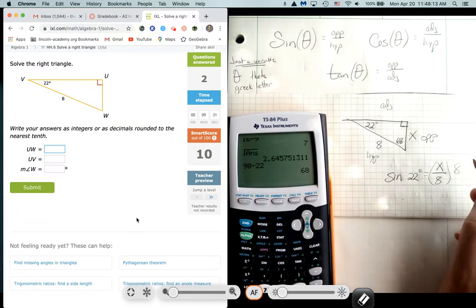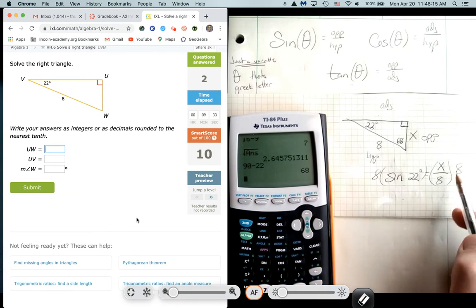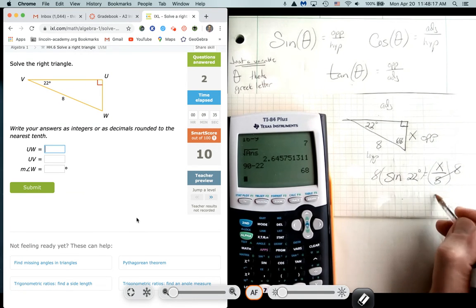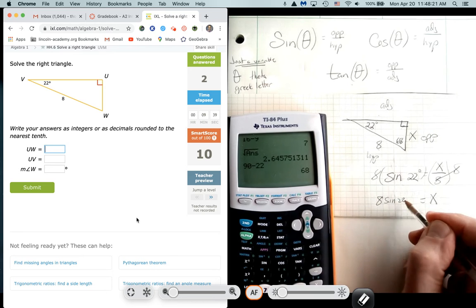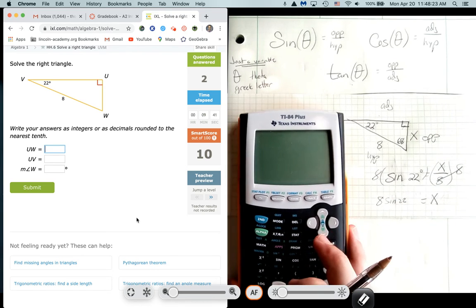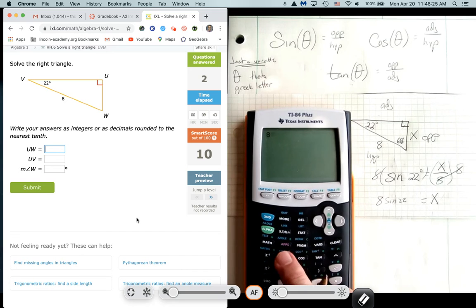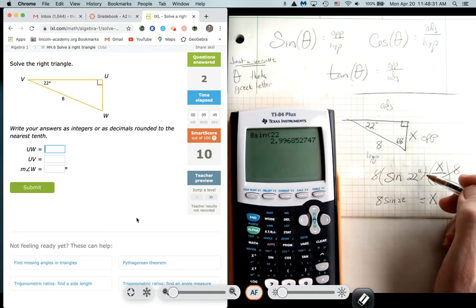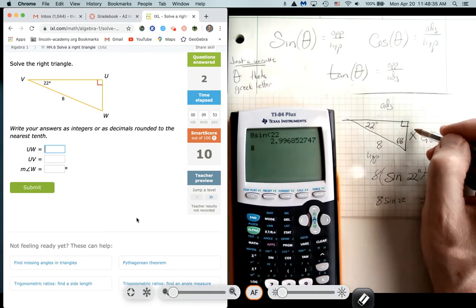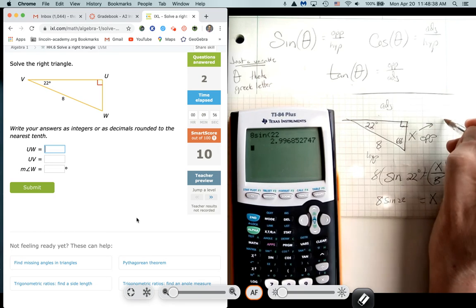Multiply both sides by 8 to get the x by itself. So I know x is equal to 8 times the sine of 22. On my calculator, I'm just going to do 8 times the sine of 22. I find out x is 2.99. Again, if I round to the nearest 1 decimal place, that's going to be 3. So this side here is 3.